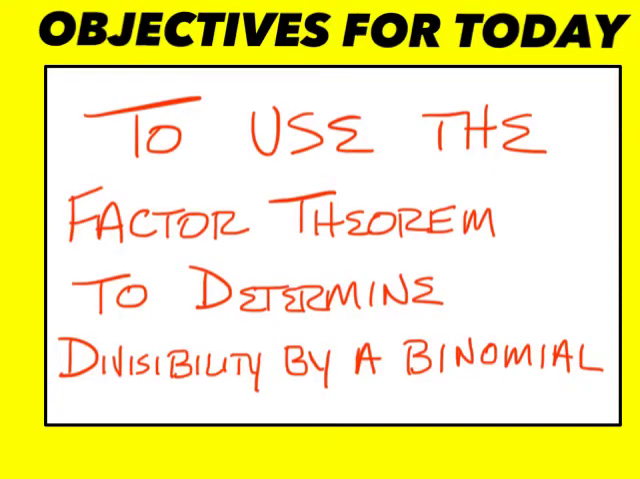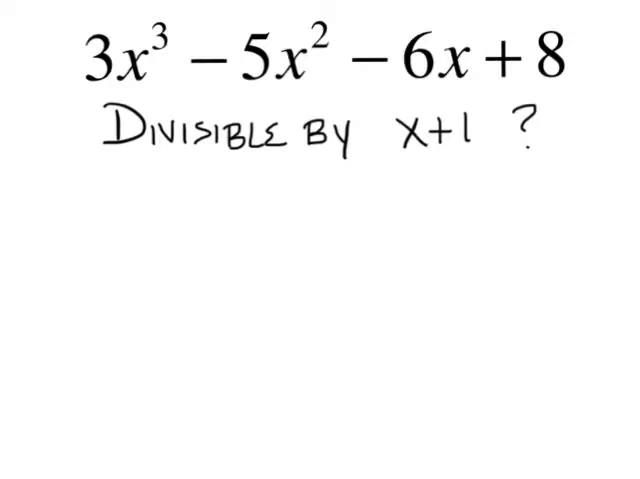Objective today: to use the factor theorem to determine divisibility by a binomial. Now this is the same problem that you just had a test over, except the answer to this problem is yes or no. It's simply a yes or no question, but there is work you have to do for it. The question is: is 3x to the third minus 5x squared minus 6x plus 8 divisible by x plus 1? And the way you figure this out is the following.